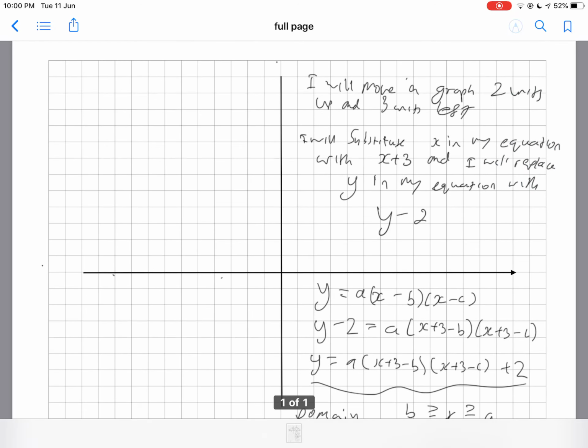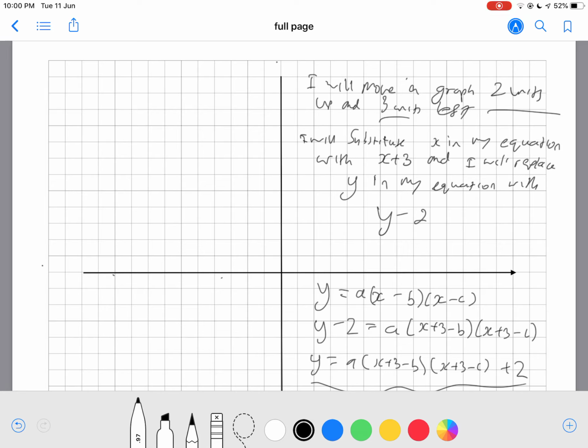Okay, so the next part is, what if you don't know how many units left or right, okay? That's the next part. So we'll just say I will move a graph P units down and Q units right. Okay, so we're moving P down, so that's a change to the Y value. And if we're moving left or right, that's changing your X value, okay?